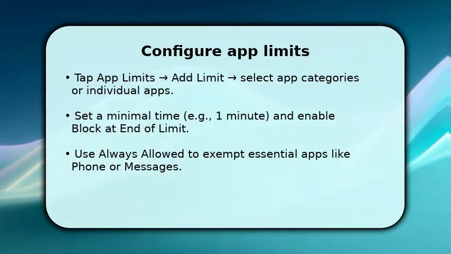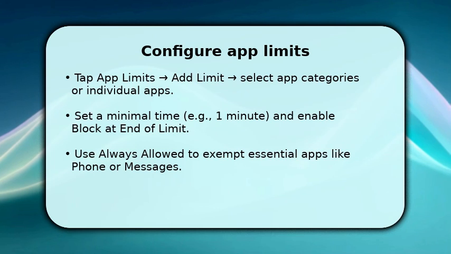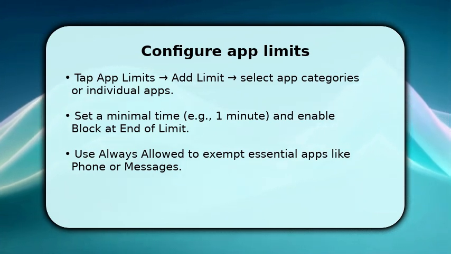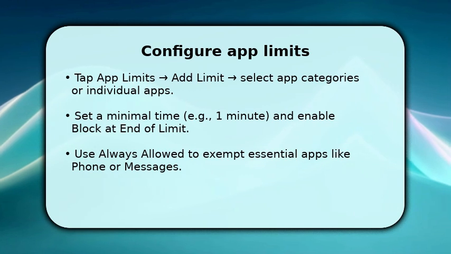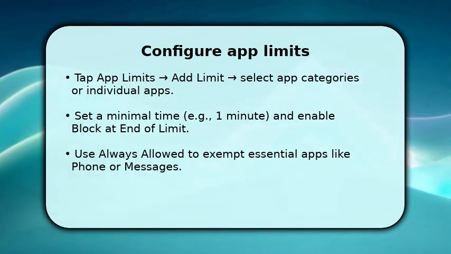Select an app or category, set a tiny daily limit such as 1 minute, and enable block at end of limit so the screen time passcode is required afterwards. Once done, use always allowed to exclude apps you never want blocked, like phone. Make sure the app list is precise.